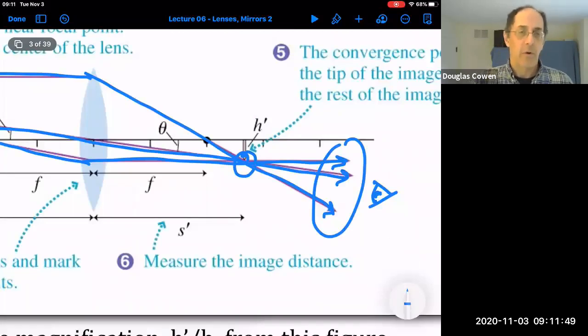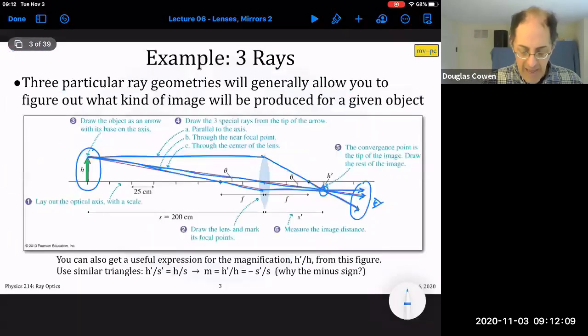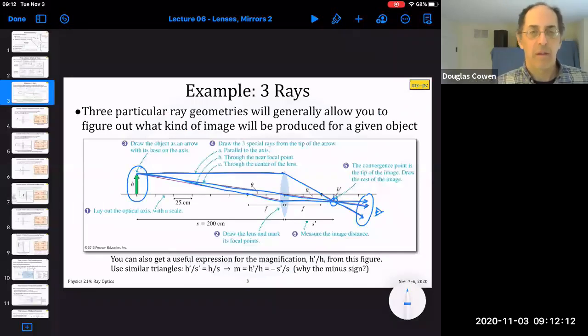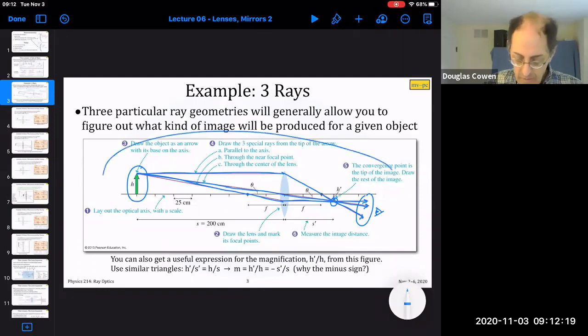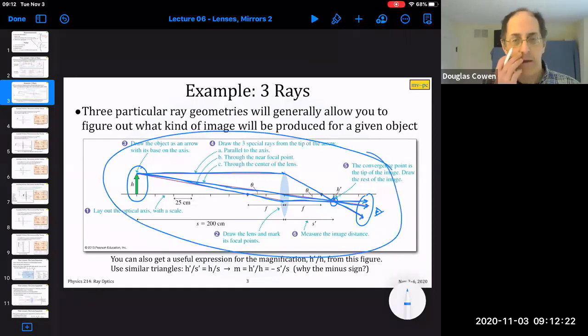So you will say, oh, that's where the tip of the arrow is. And if we chose some other point on the object, like in the middle of that arrow, we would then have a point somewhere in the middle of the image where the rays look like they were coming. So because these rays are actually coming from the image, we say that the image is real, and more about that in a minute.